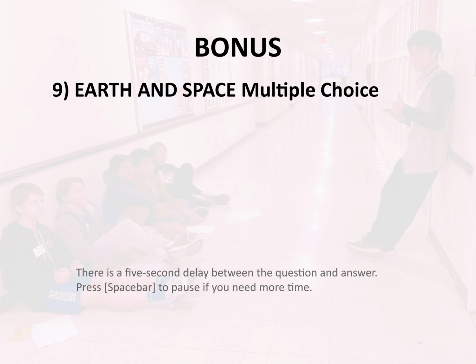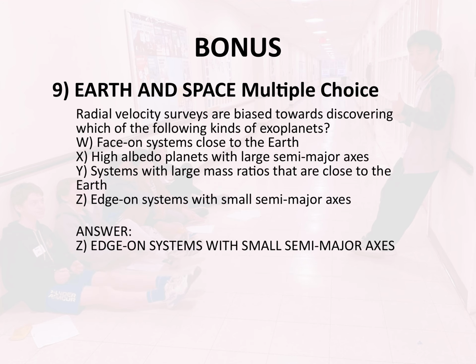Bonus 9. Earth and space. Multiple choice. Radial velocity surveys are biased towards discovering which of the following kinds of exoplanets? W. Face-on systems close to the Earth. X. High albedo planets with large semi-major axes. Y. Systems with large mass ratios that are close to the Earth. Z. Edge-on systems with small semi-major axes. Answer: Z. Edge-on systems with small semi-major axes.